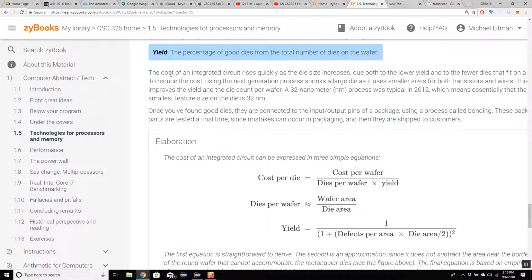And that kind of leads to this yield. So their yield was not very good for those PowerPC processors. They had a lot of dies, and only a small percentage of them were actually viable.